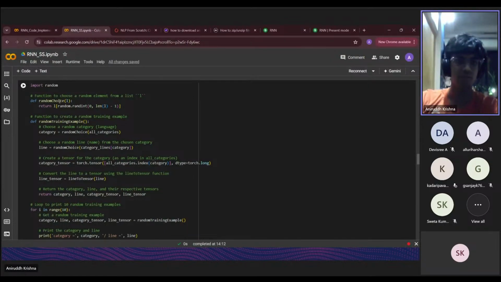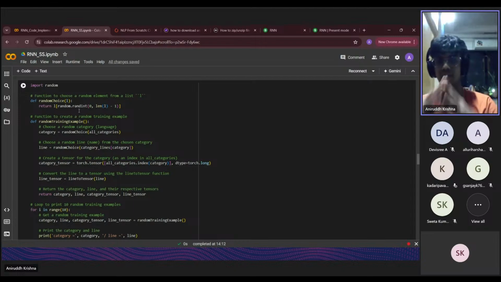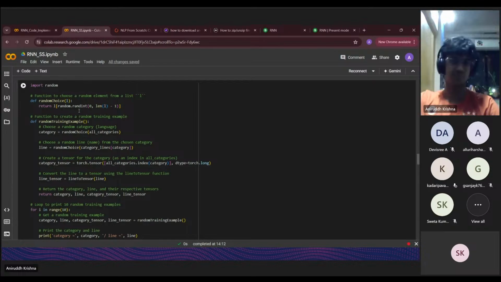So this will return L[random.randint(0, len(L) - 1)], because it starts from 0, so it has to end 1 before the full length. If it has a length of 10, it would go from 0 to 9. And it would take the value at that particular point of the list. So for example, if this comes out to be 8, that would give me the name of the language at the 8th position of the list.